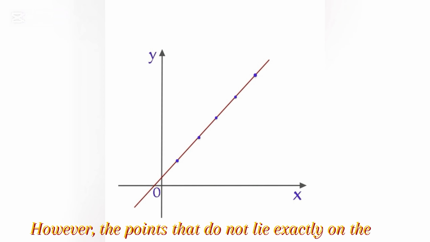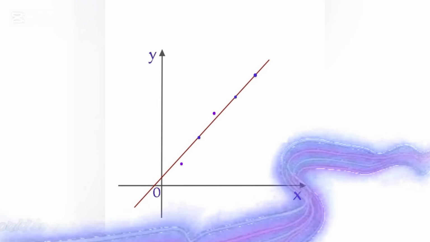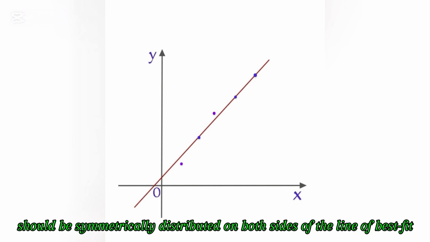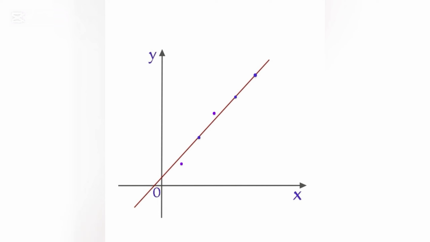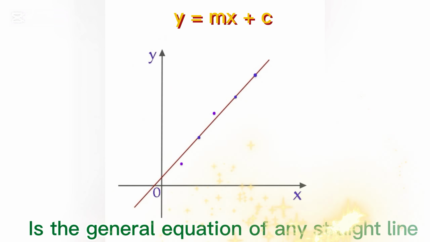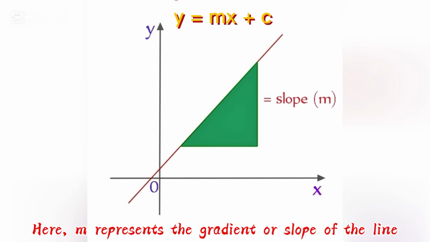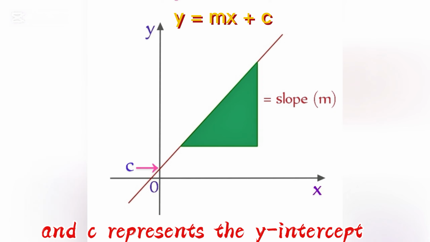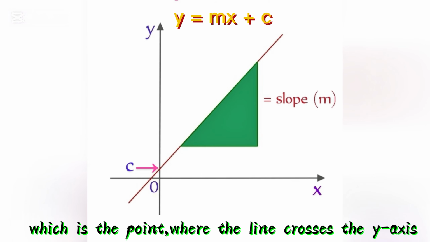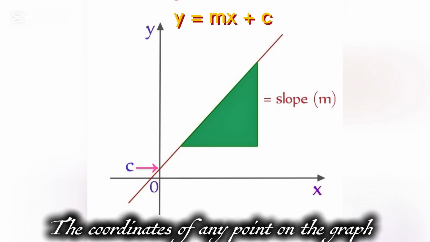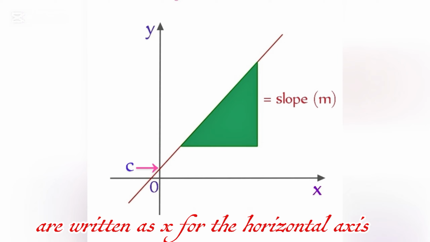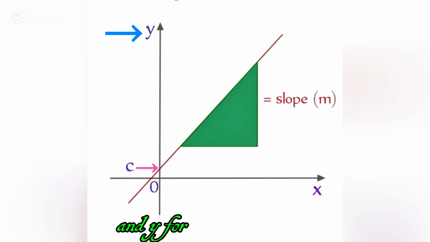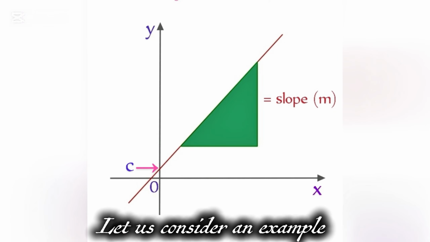However, the points that do not lie exactly on the line should be symmetrically distributed on both sides of the line of best fit. The equation y = mx + c is the general equation for any straight line. Here m represents the gradient or slope of the line and c represents the y-intercept, which is the point where the line crosses the y-axis. The coordinates of any point on the graph are written as x for the horizontal axis and y for the vertical axis. Let us consider an example.